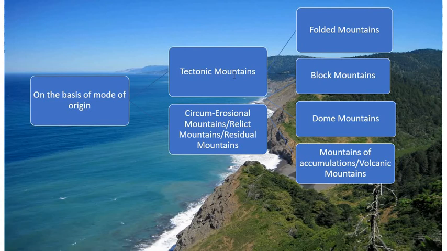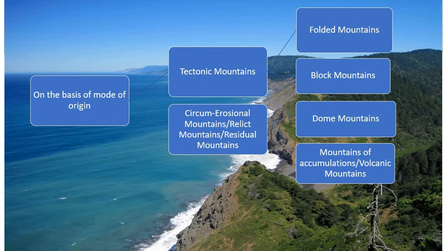Then the dome mountains are again divided into two types. One is plutonic dome mountain and another one is tectonic dome mountain. Next one is the mountains of accumulation. Such type of mountain is also known as volcanic mountains, and it originated because of accumulation of volcanic materials.